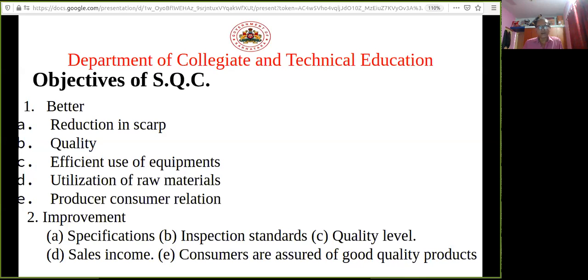And the fourth point is utilization of the raw material, because when the raw material comes, before it goes to the manufacturing processes, an inspection takes place. That's why they are using better quality raw materials. And because of all these four points, there will be a producers and consumers relationship. And the second point: improvement in the specification, improvement in the inspection standard, improvement in the quality level, and improvement in the sales. And there is an improvement between the consumers and the goods quality.